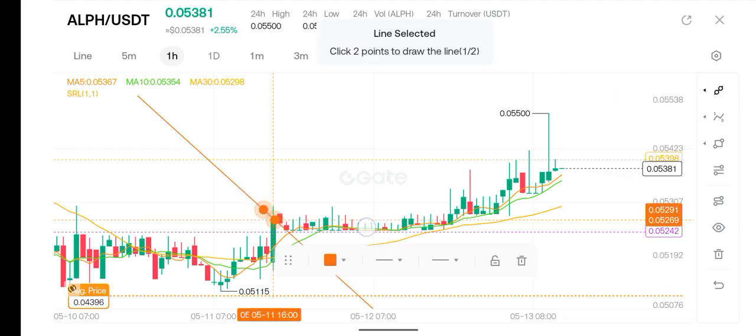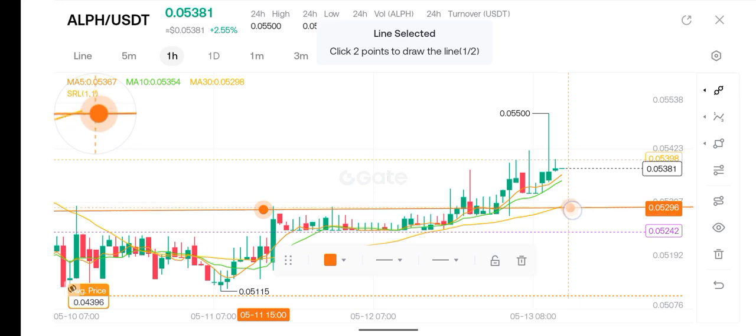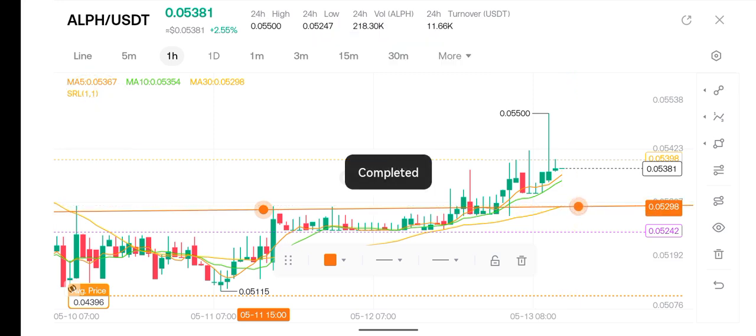Currently you can see that the price was hovering around this particular point, which is 0.05298. Okay, it hovered here for a very long time before it broke that resistance and rallied up to 0.05500. So currently, let's head to the 4 hours time frame.